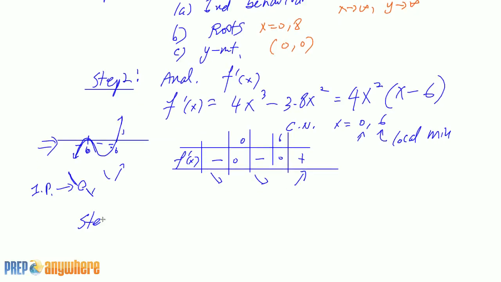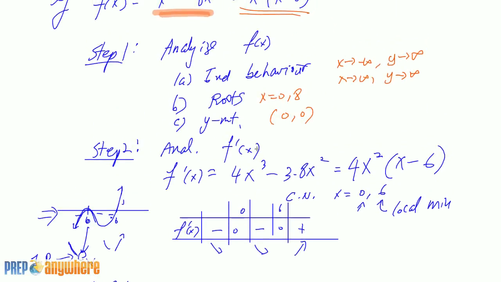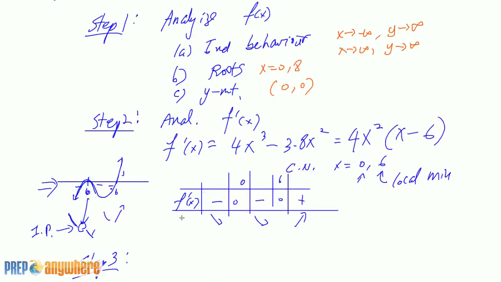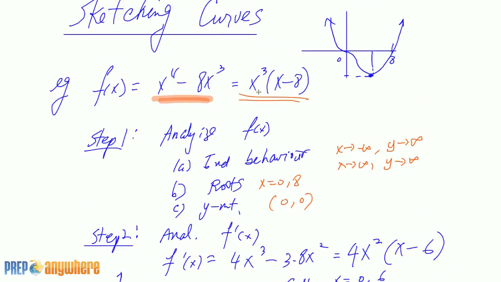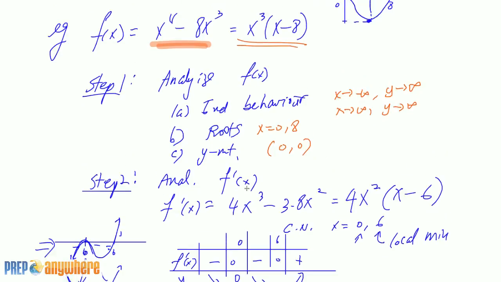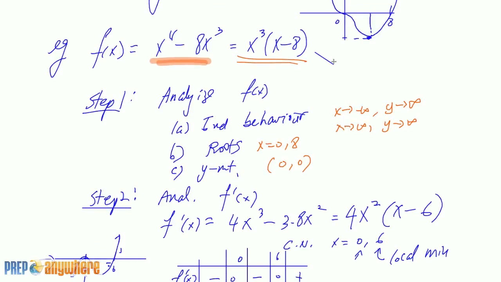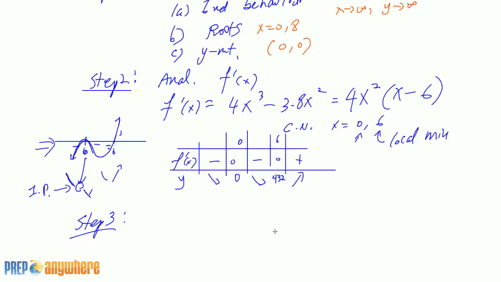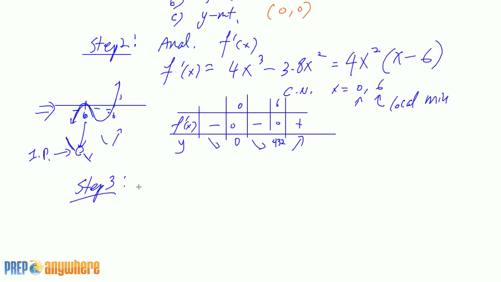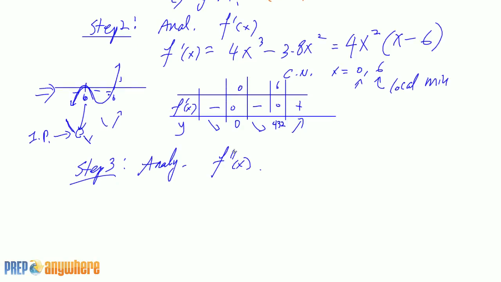Last step, step 3. Actually, before we move on, it's a good idea to find the actual y value. So to this last row, let's find the y value. When you plug in 0 in here, you get 0. What do you get if you plug in 6 in here? You get 6 cubed times 2. It's quite large, so just keep that in mind. Step 3, analyze the second derivative. Okay, so from here, I'm going to differentiate one more time.